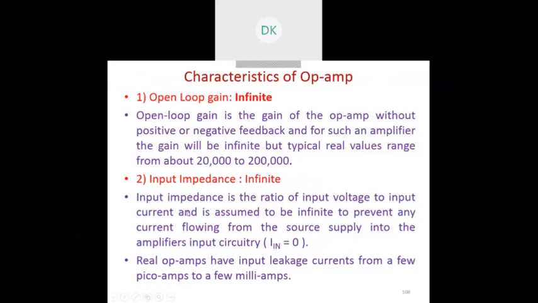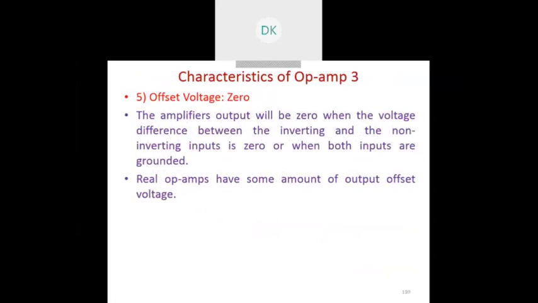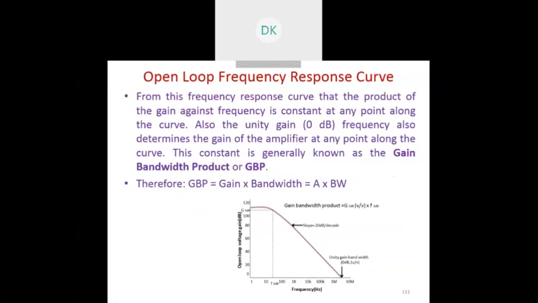There are important characteristics of op-amp. First one is open loop gain, which is infinite. Second one, infinite input impedance. Third one, zero output impedance. Fourth one, infinite bandwidth. Fifth one, zero offset voltage. So there are 5 important characteristics of op-amp.